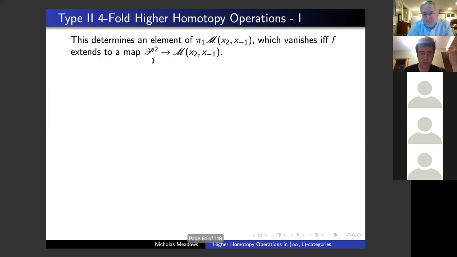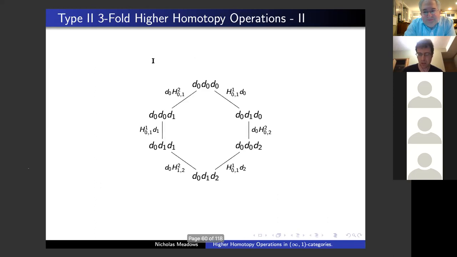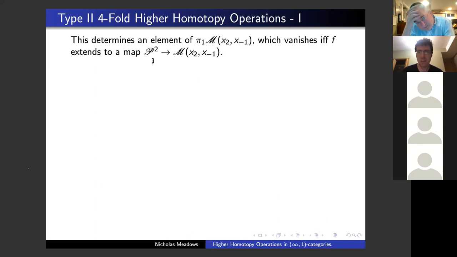So the idea is that this determines an element of pi_1 of the space of maps between X2 and X-1, which vanishes if and only if this map that we defined extends to a map from the boundary of a 2-permutahedron to the space of maps from X2 to X-1. To me, it looks like a coherence condition. Actually, there's an interpretation of this element as an obstruction to having a coherence condition between these homotopies.